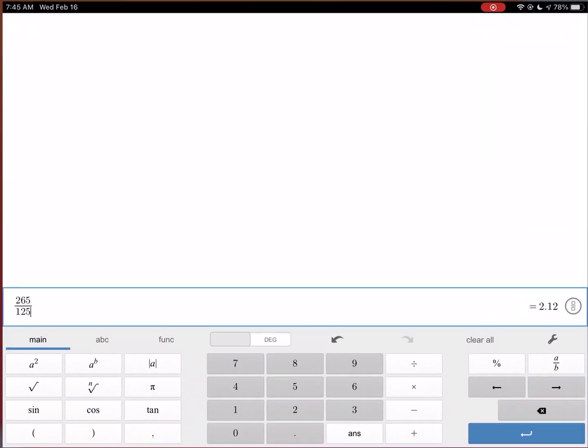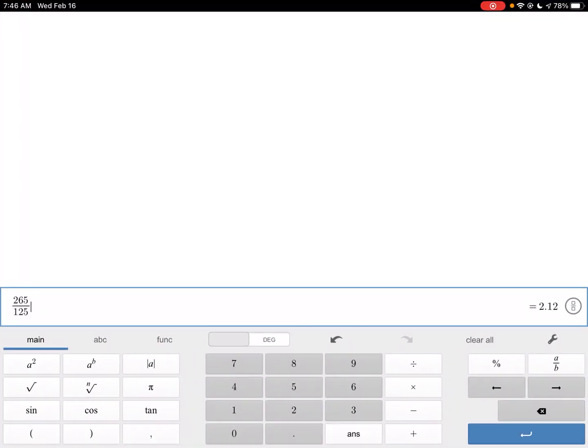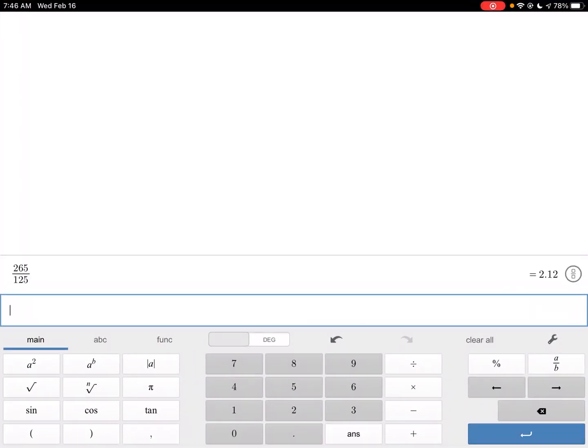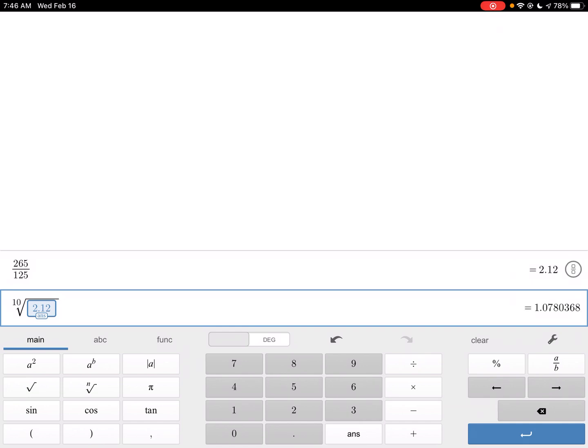So if I take the 10th root, I do the nth root, and I go 10, then I'll do my answer, and then I'm going to subtract 1. Well, I get 0.078. So my growth rate is about 7.8%.